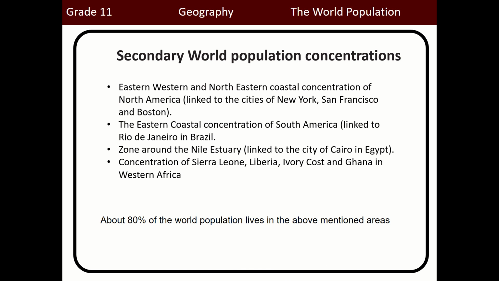In addition to these population concentrations, there are also many secondary population concentrations with high density of population in almost all the countries. Here we have some examples. Eastern, western and northeastern coastal concentration of North America, linking New York, San Francisco and Boston. Then the eastern coastal concentration of South America, linked to Rio de Janeiro in Brazil. Zone around the Nile estuary, linked to the city of Cairo in Egypt. Concentration of Sierra Leone, Liberia, Ivory Coast and Ghana in Western Africa.